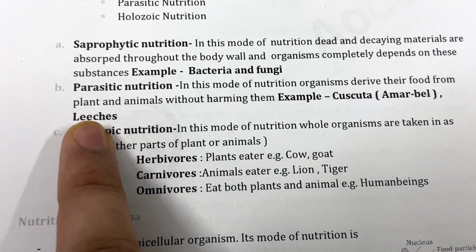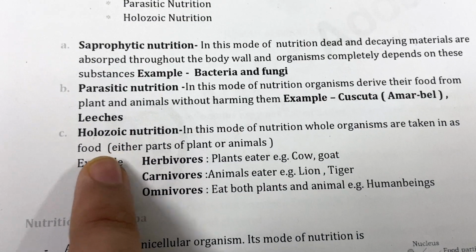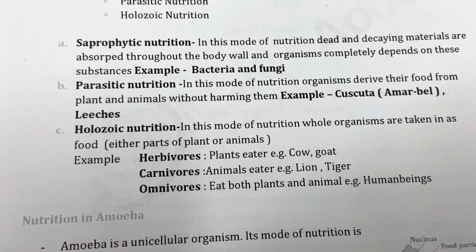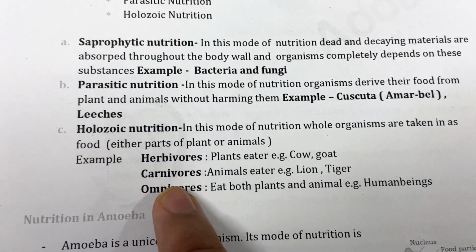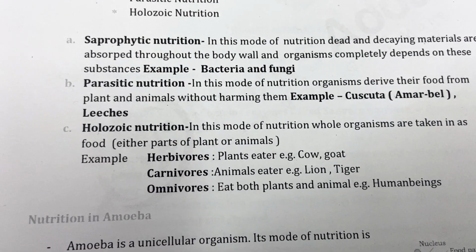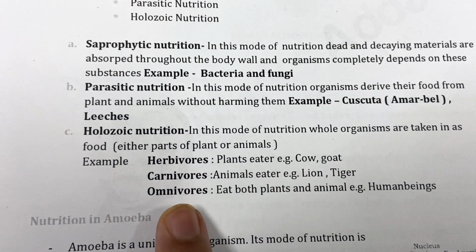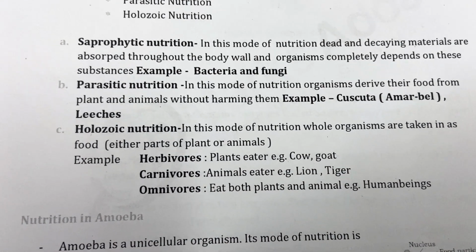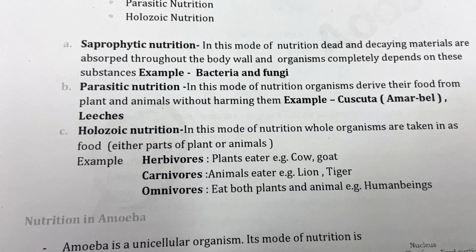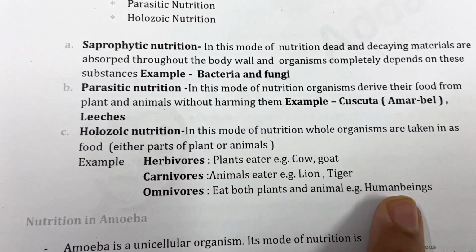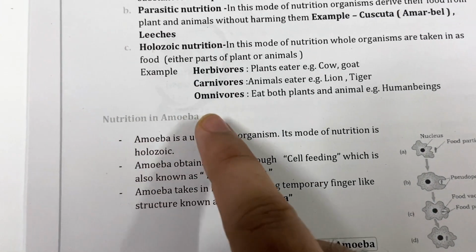Now, holozoic nutrition is further of three types: herbivores, carnivores, and omnivores. Herbivores are those animals that feed on grass. So, they are grass eating animals. For example, cow and goat. Carnivores are those animals that feed on flesh, which are meat eaters. For example, lion and tiger. Omnivores are those organisms which can behave both as herbivores and carnivores. For example, human being. When human beings feed on vegetables, he is a herbivore, and when he eats meat, he is a carnivore. Now let us understand nutrition in amoeba.